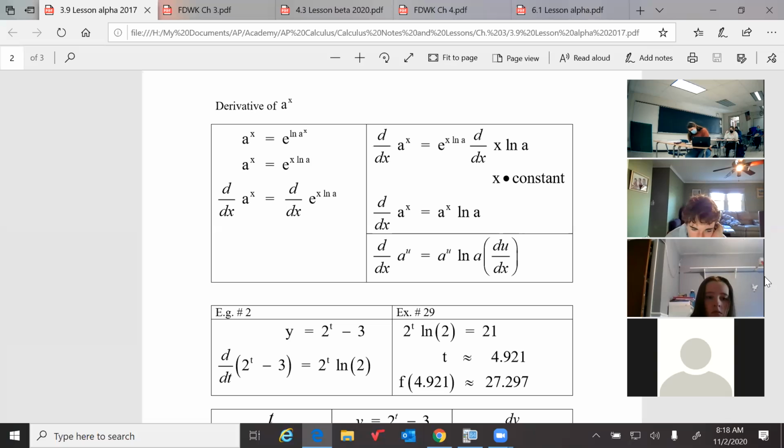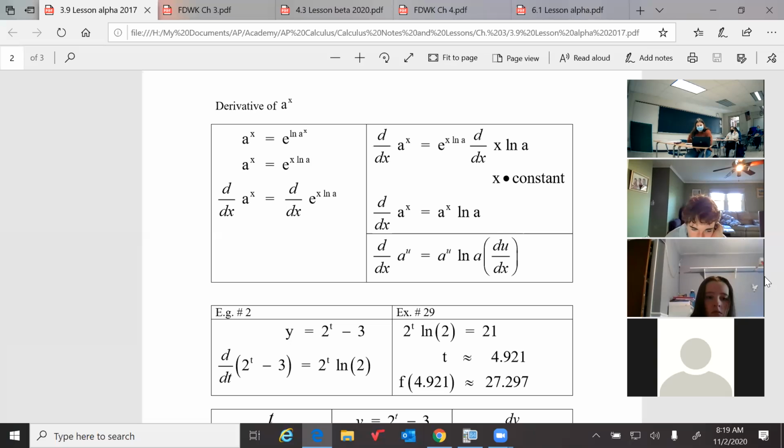So we're looking at example 2. We want the derivative of this. y equals 2 to the t minus 3. The derivative would be 2 to the t, you have a to the u, ln 2, that's on the base, times the derivative of t with respect to t, which would be a 1. You'd have 2 to the t ln 2. Subtract 0, because the derivative of 3 would be 0.